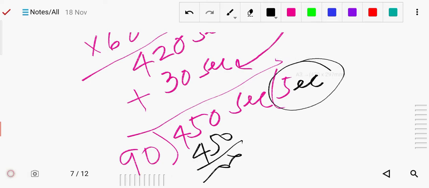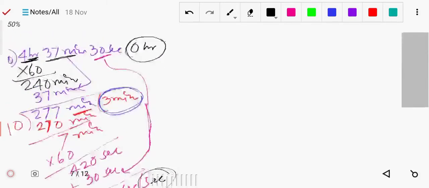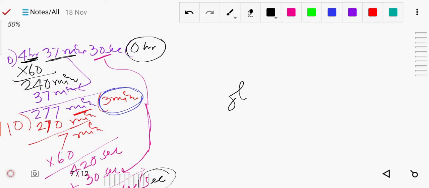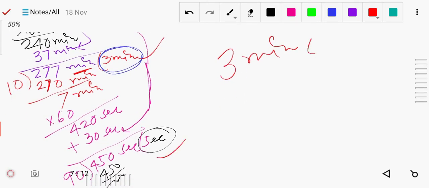Now you can check all the quotients, whatever quotients we have got. The first quotient we got is 0 hours. This 0 hours no need to write. If you write 0 hours, no problem, you can write it, but no need. So first we start from here with 3 minutes. Next we have 5 seconds, so write here 5 seconds. So your answer is 3 minutes and 5 seconds.